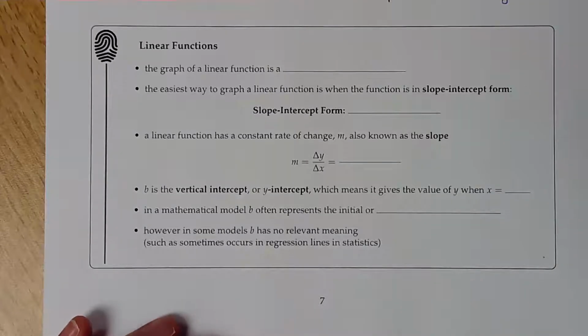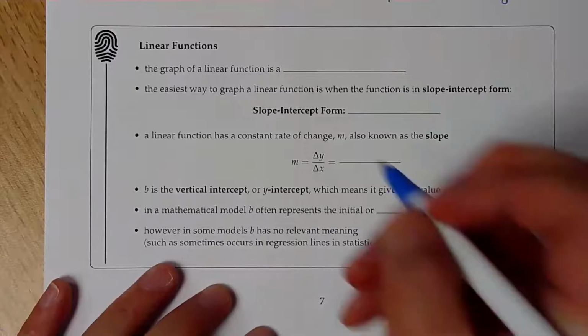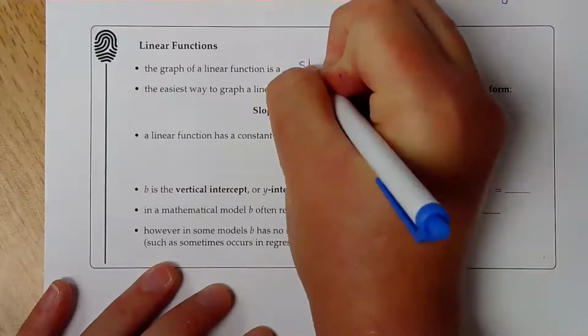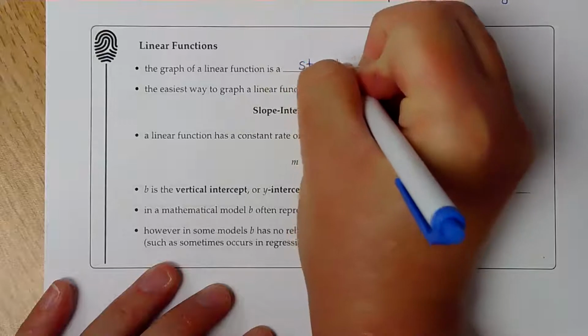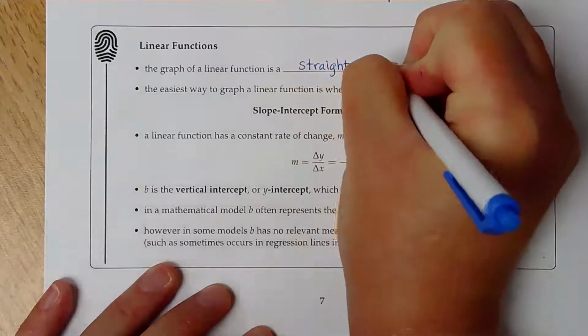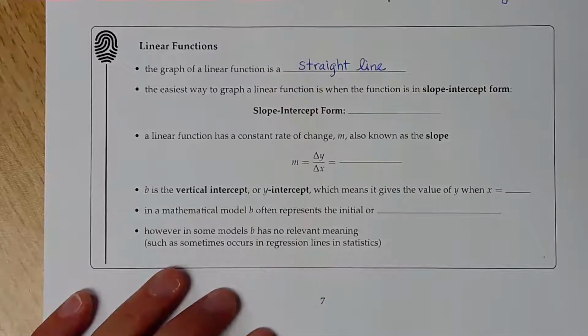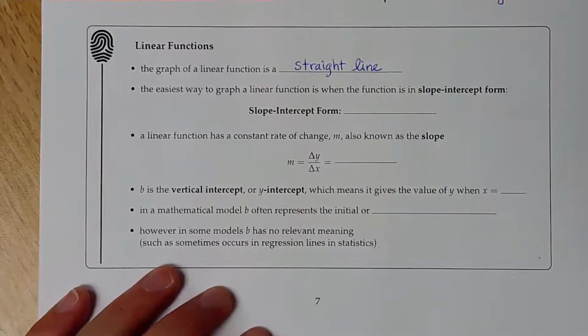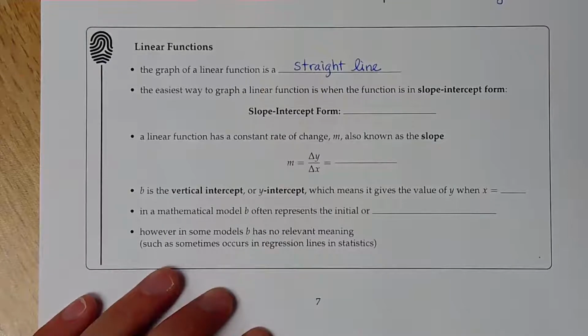All right, let's look at some properties of linear functions. So the graph of a linear function is a straight line. That's something we've already mentioned, but I thought we'd put all of these properties together in a box so we can keep track of them. The easiest way to graph a linear function is when the function is in slope-intercept form.